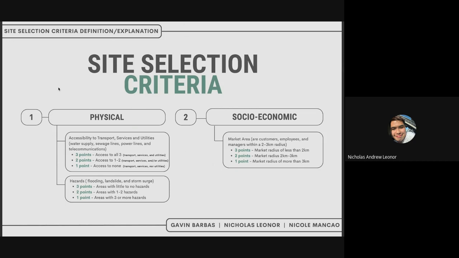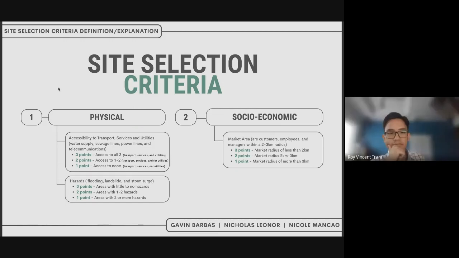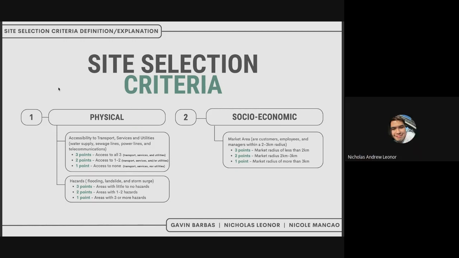And if it's lacking one or two, it would be 2 points. And if there's really no access to any of the three, it would be 1 point. For the hazards, we have flooding, landslide, and storm surge. For the 3 points, it would be areas with little to no hazards.